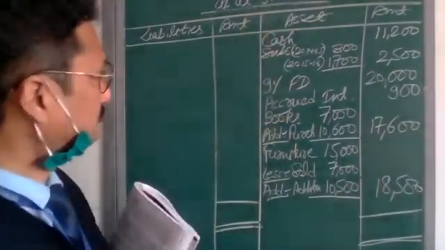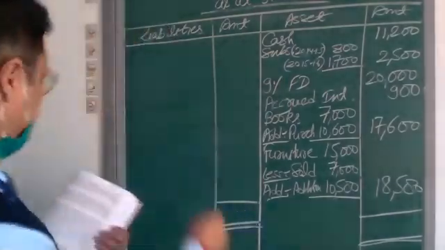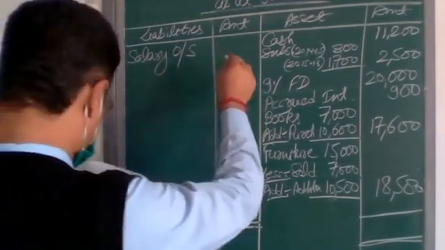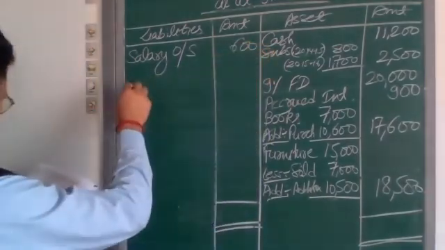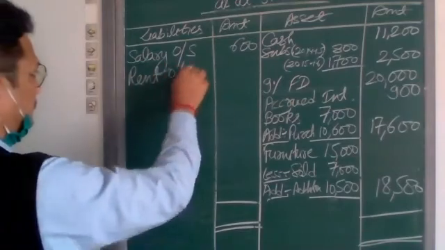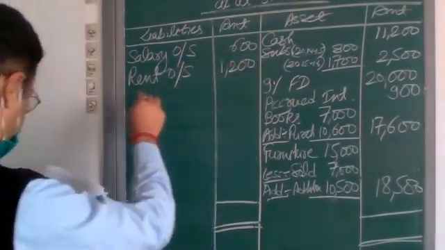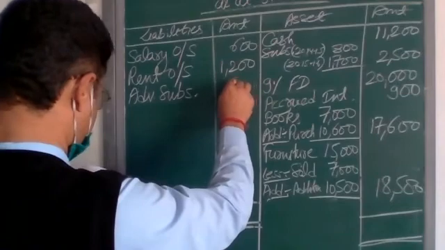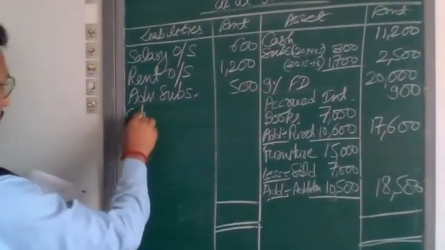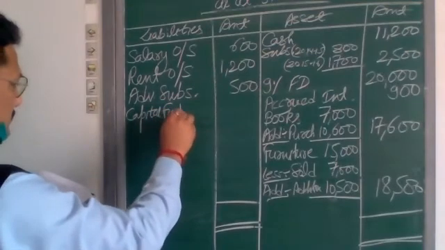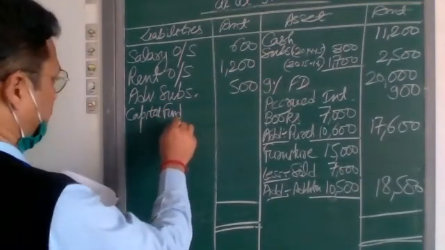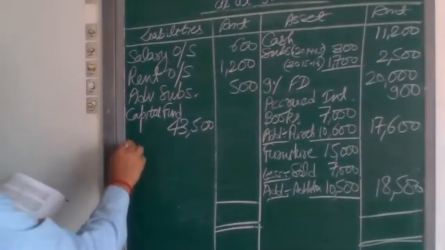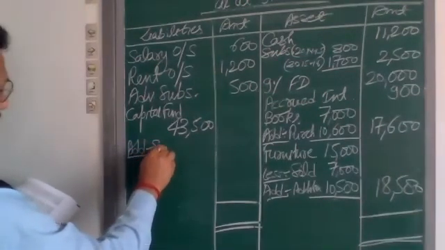This is the asset side. Total it. Salary outstanding 600, rent outstanding 1,200, advance subscription was there 500. Capital fund was 43,500 and surplus.